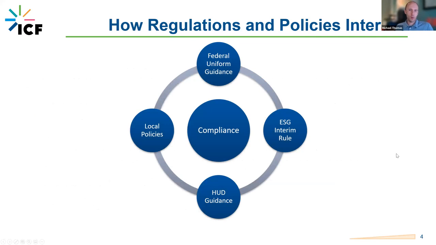And then we also like to remind everyone how regulations and policies interact when we think about ESG. So there's several layers. The federal uniform guidance covers the vast majority of federal programs, and it determines administrative issues and financial issues around costs, how things are documented, things like that. So that sits at the top. And then you've got the ESG interim rule in this context. That is the regulation specifically for the ESG program. And then you've got HUD guidance.